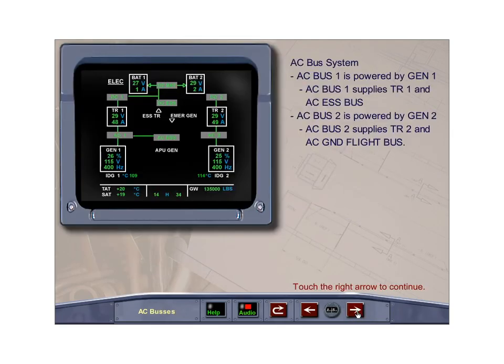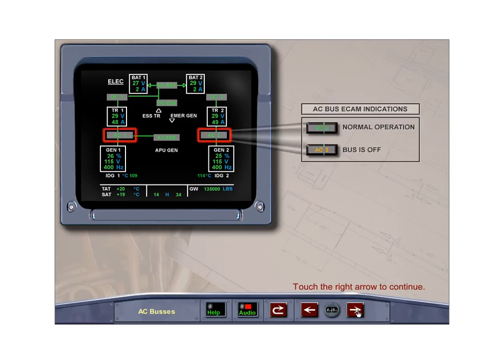The AC buses, AC Bus 1 and AC Bus 2, supply various components of the electrical system. Normally, Generator 1 supplies AC Bus 1 through its generator line contactor, which then supplies TR1 and the AC Essential Bus. Generator 2 supplies AC Bus 2 through its generator line contactor, which supplies TR2 and the AC Ground Flight Bus. The ECAM electrical page displays AC1 and AC2, normally in green, changing to amber when the corresponding bus is off.